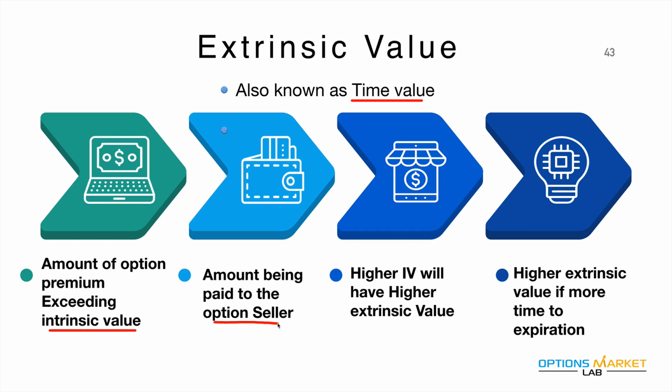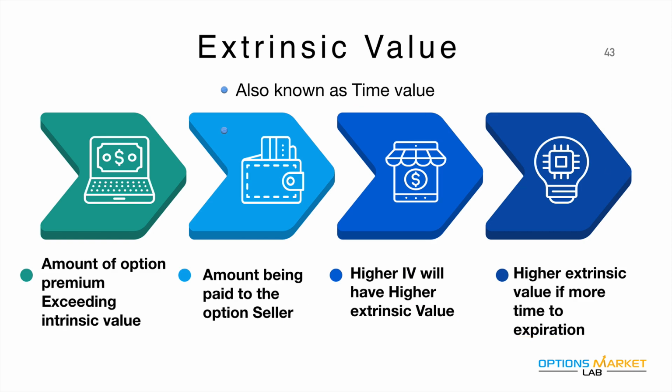Now selling options is a completely different world. Don't get into it as you're starting out trading options. Just focus on buying for now, and as you get more advanced, that's when you can start focusing on option selling. Higher implied volatility will have higher extrinsic value because implied volatility affects the extrinsic value of the premium. Higher extrinsic value if more time to expiration. The longer you have to expiration, the more time you have for that contract, and in return, you will be paying a higher premium.